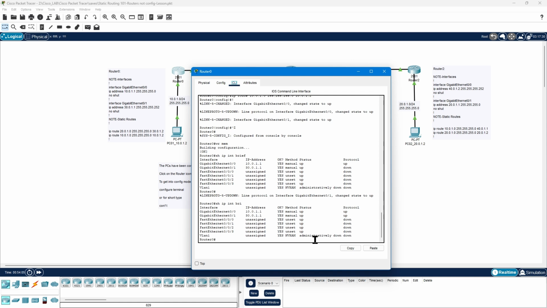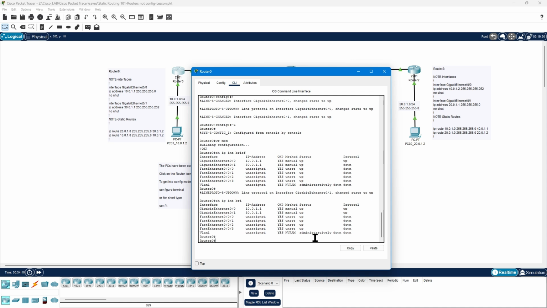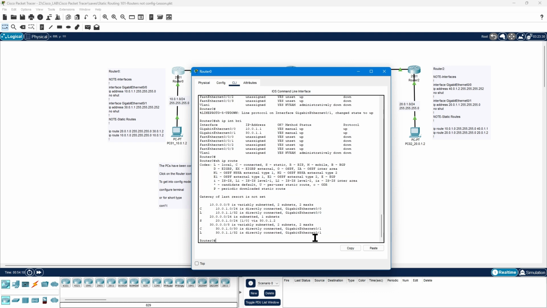So I'm going to wake it up again, and do a show IP route. And notice what the response is. When you do a command like this, a show IP route, you get a legend, and there's a whole lot of stuff going on here. The L means local, C means connected, and S means static.